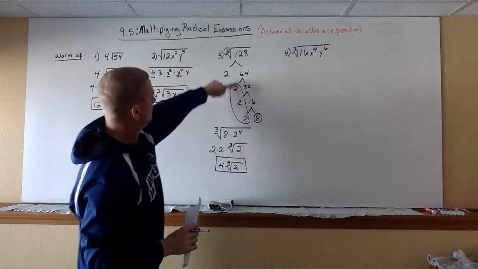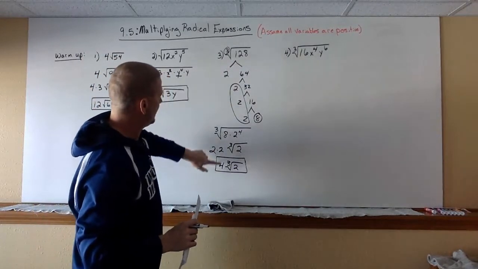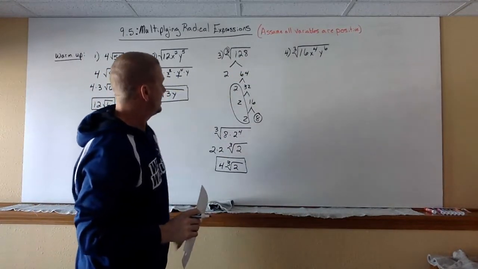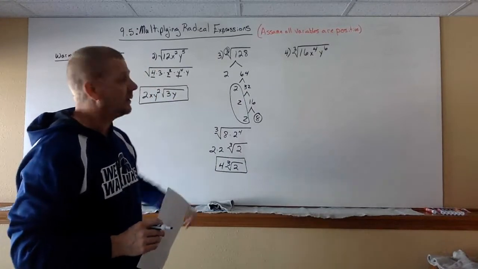Okay, I don't see the perfect cubes as fast. Some people might have seen 64 times 2 for your perfect cube of 4 to come out.